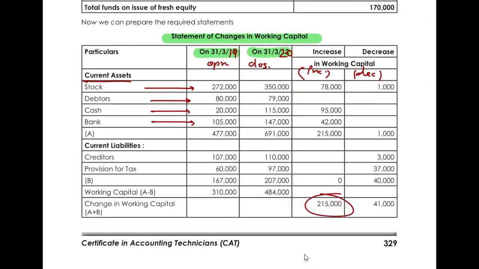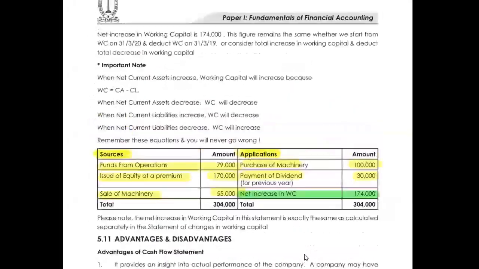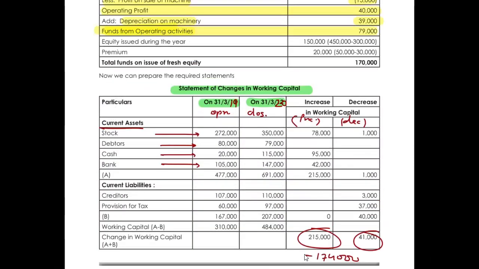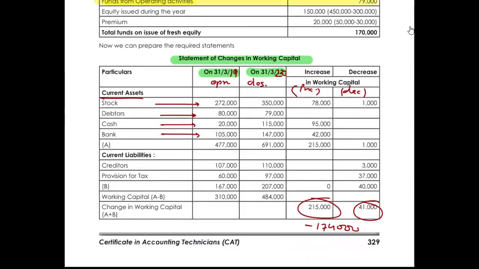That is 215 minus 41, which is nothing but your 1,79,000. That is the 1,74,000. Sorry, that is the net change in your working capital. Try to do this, everyone.